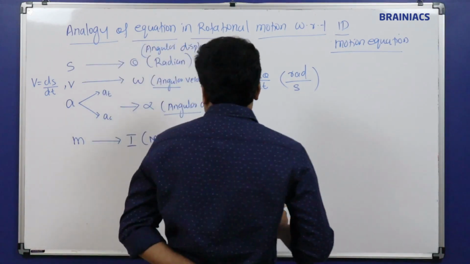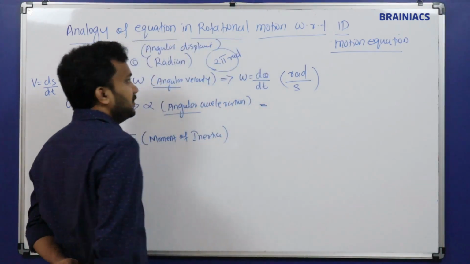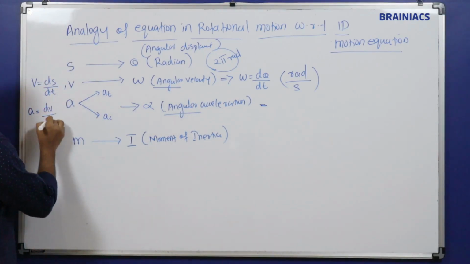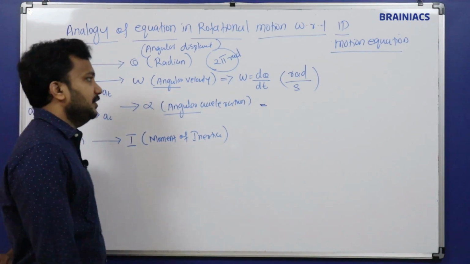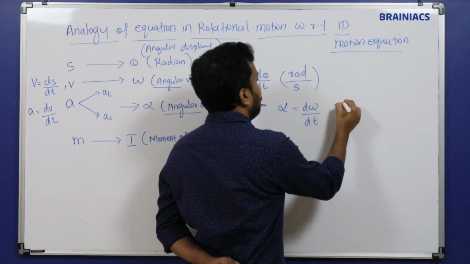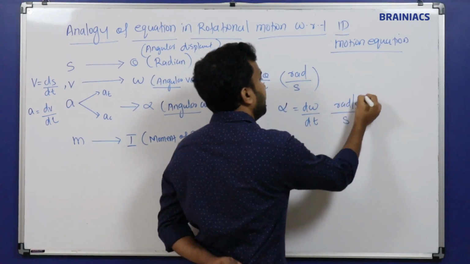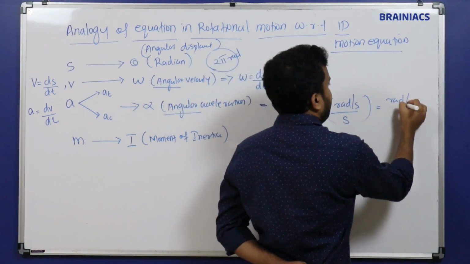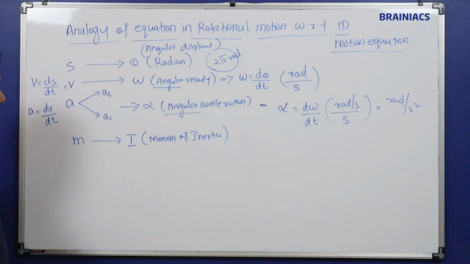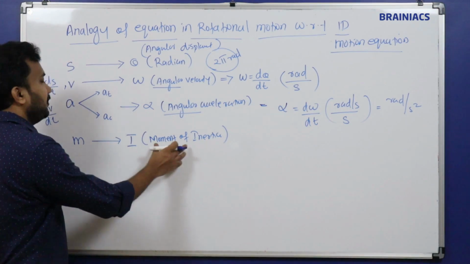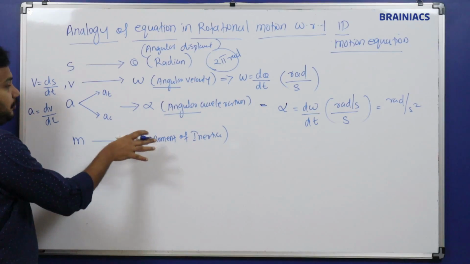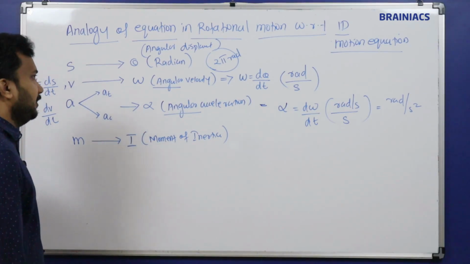We know a lot of equations here also. Omega is equal to d theta by dt. For acceleration, a is equal to dv by dt, the rate of change of velocity. Here alpha is equal to d omega by dt. The unit is radian per second divided by second, which is radian per second square, the unit of angular acceleration. Moment of inertia is a different topic which we will study very elaborately later, so I am not going to dig into it now.